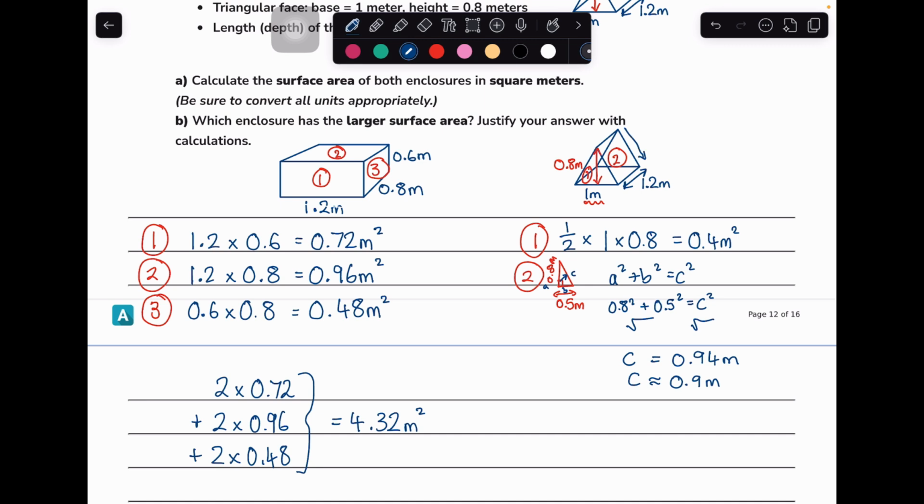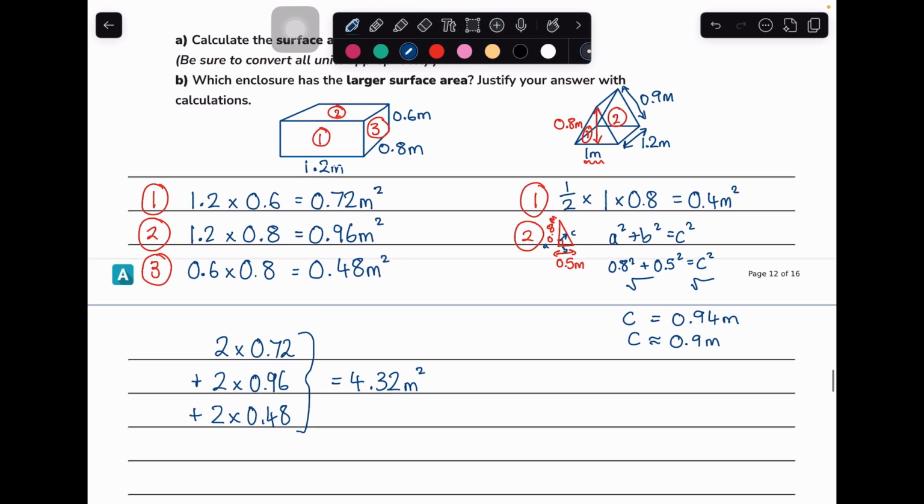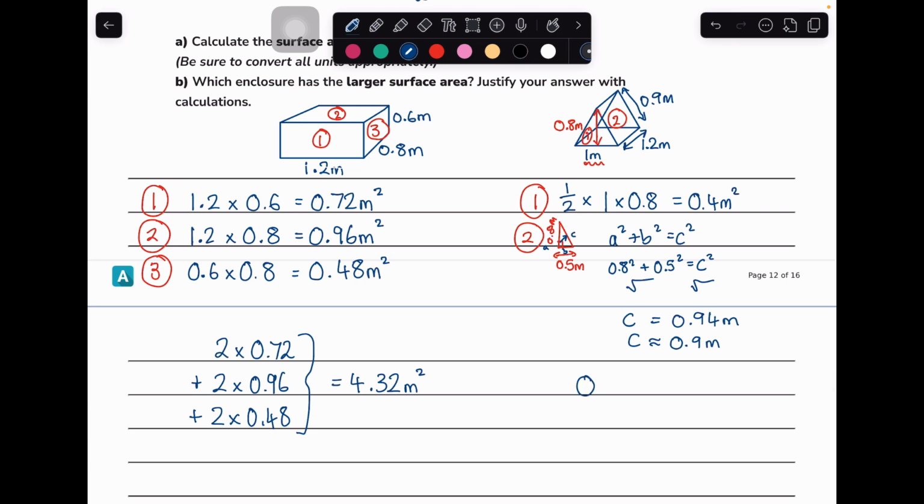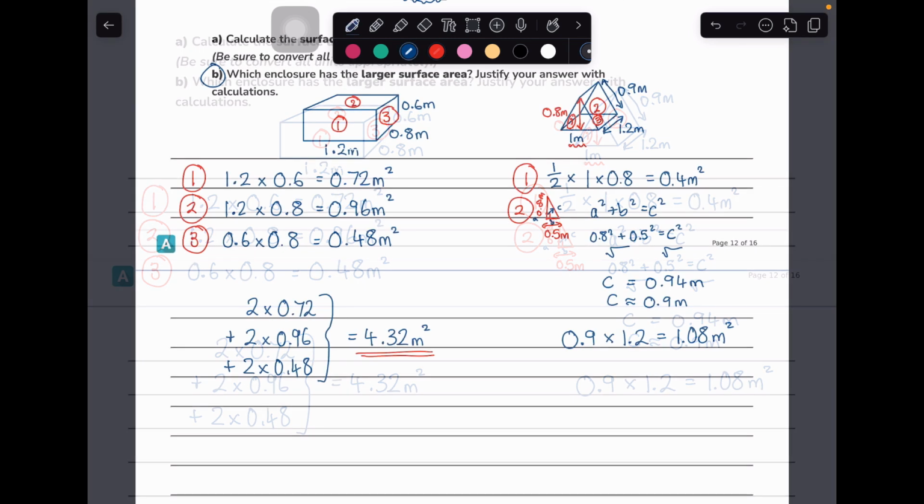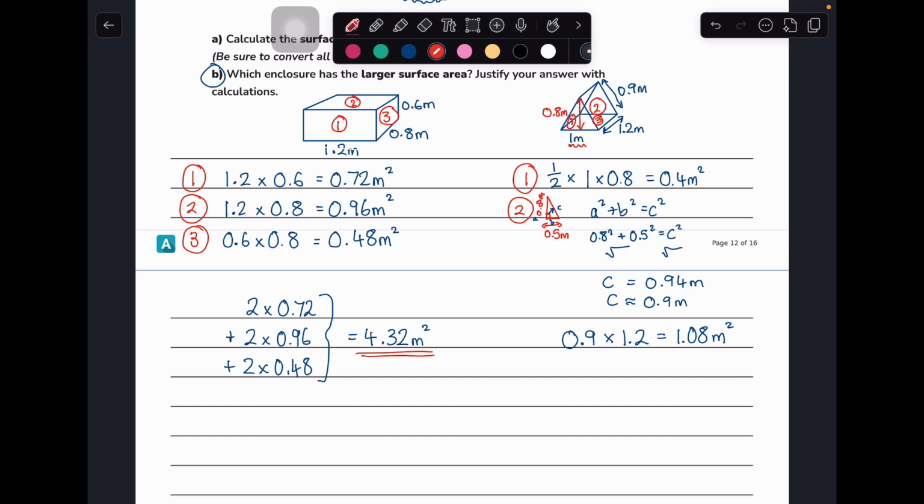So this height here I know is 0.9 meters, so I can work out what those two rectangle shapes are for side 2. So 0.9 multiplied by 1.2, which gives me 1.08 meters squared. And then side 3. So now what is left is the base of the triangular prism. So we have 1 multiplied by 1.2, which of course is 1.2 meters squared.